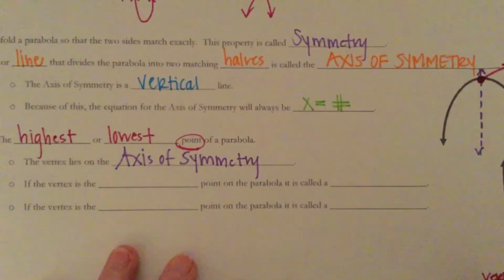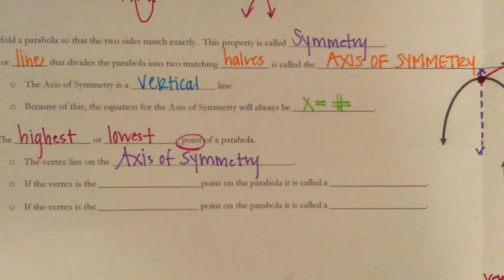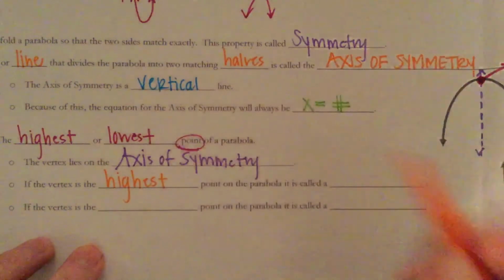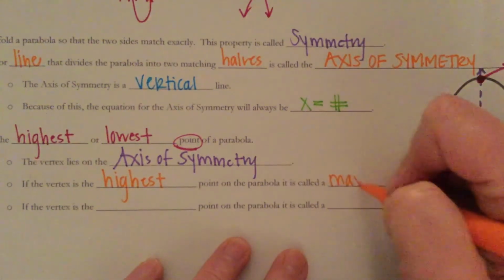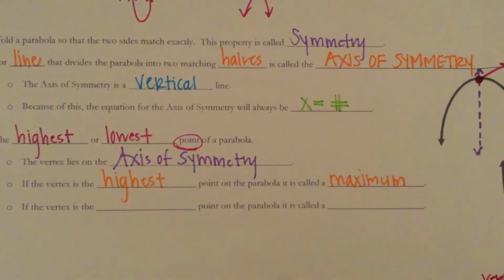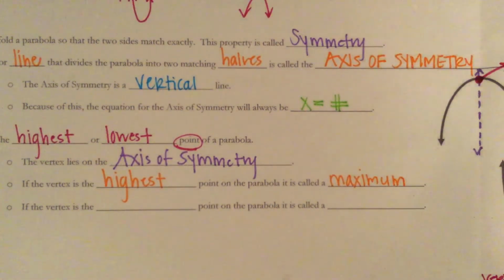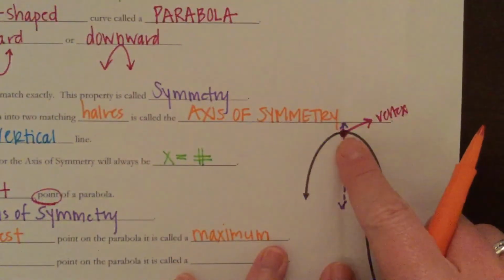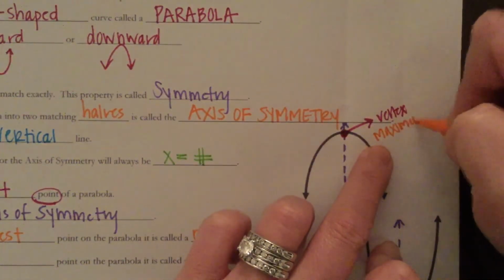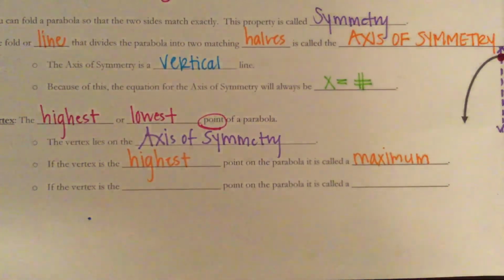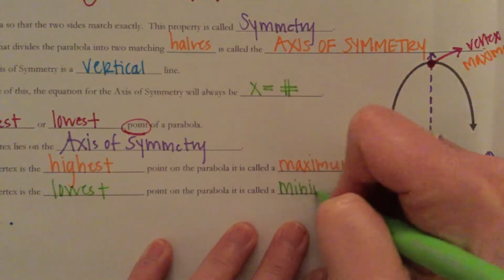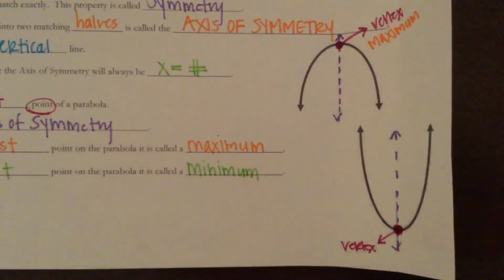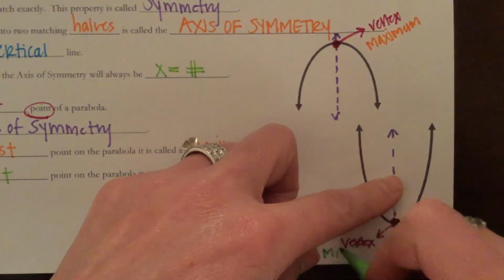Last two vocabulary words. Finally, if the vertex is the highest point on your graph, or highest point on the parabola, then we call that the maximum. So another name for the vertex could be the word maximum if it's the highest point. In this case, this vertex is a maximum because it's the highest point on the graph. If the vertex is the lowest point on our graph, then we call that point the minimum. So in the picture where the graph opens up, this isn't just the vertex, it is also a minimum.